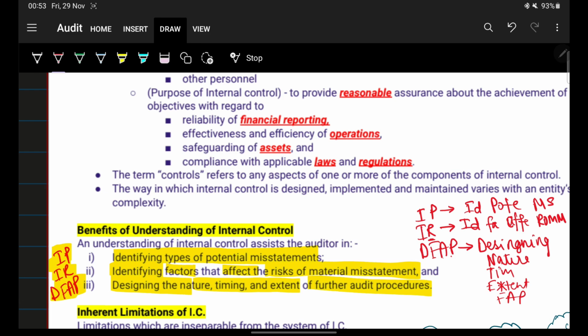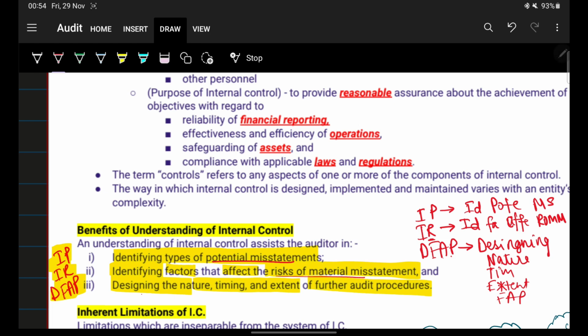Now I'll just give you a brief explanation. If you understand how the internal control works, you can find out where they might have made mistakes. That is potential misstatement. And when you find out where they've made mistakes, you can also get to know how frequent those mistakes are, or how much materiality those mistakes have, whether it is a small mistake or a big mistake, right? If it is in the nature of bigger mistakes, then you'll increase the risk of material misstatement, so obviously the ROMM will go up. So understanding the internal control is very important.